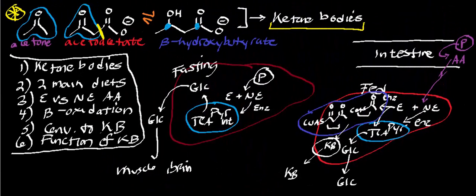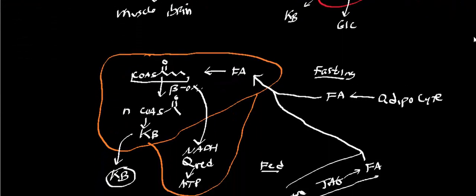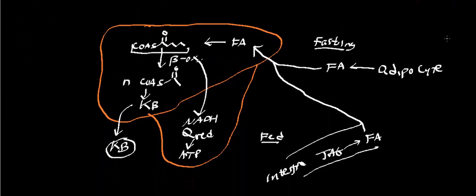Okay, so beta oxidation, we've covered that. And conversion to ketone bodies, the only thing I'll mention here is just that the acetyl-CoA that's produced down here from beta oxidation, that gets converted to ketone bodies. Okay, we have a whole video on this conversion, and I recommend that you go watch it.